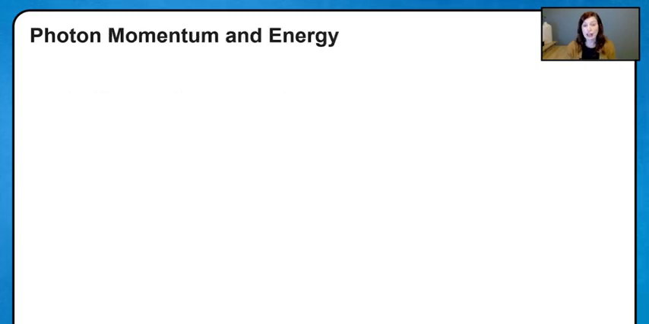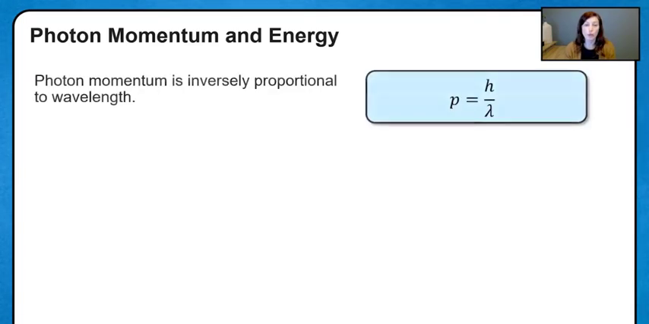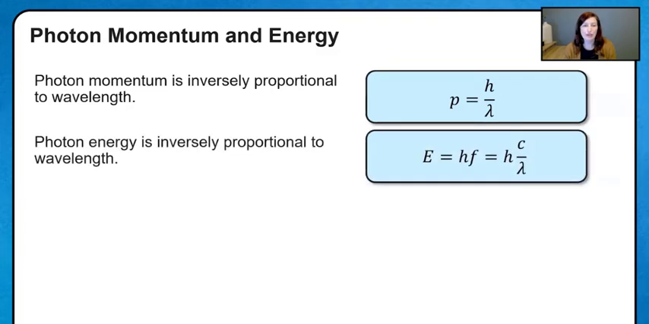So let's look at some mathematical models for photon momentum and energy. We know that photon momentum is inversely proportional to the wavelength by the equation momentum equals Planck's constant over wavelength. We also know that photon energy is equal to Planck's constant times frequency, and frequency is speed of light in a vacuum over wavelength. So that means photon energy is inversely proportional to wavelength.